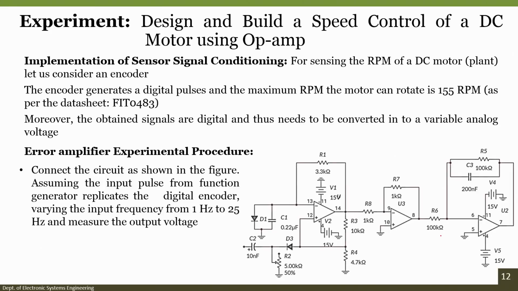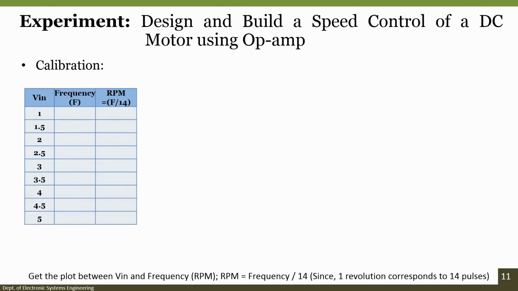For further details of the motor, you can look into the data sheet FIT 0483. This is a micro gear motor which can rotate up to a maximum of 155 rpm because of the gear ratio available, and the gear ratio is 100:1. Otherwise, if there is no gear, the motor would rotate at somewhere around 15,000 rpm. Since there is a gear ratio, the final rpm will be 155, and the data sheet says it will give a total of 14 pulses per 1 revolution.